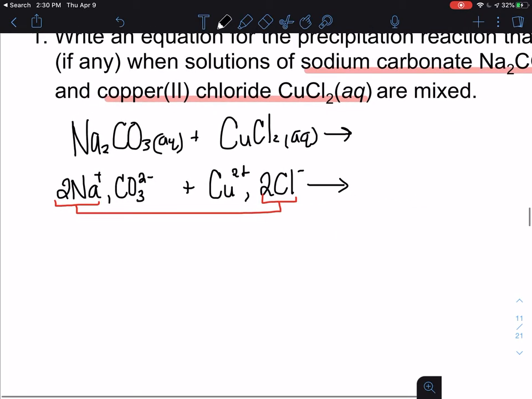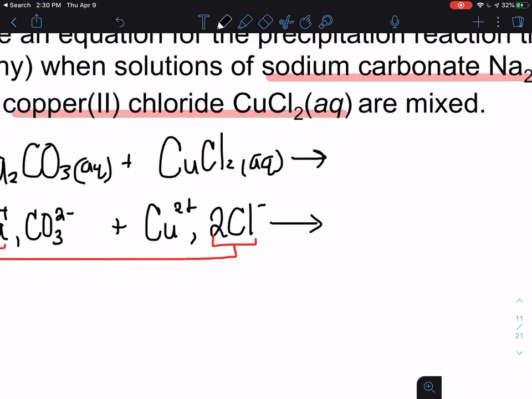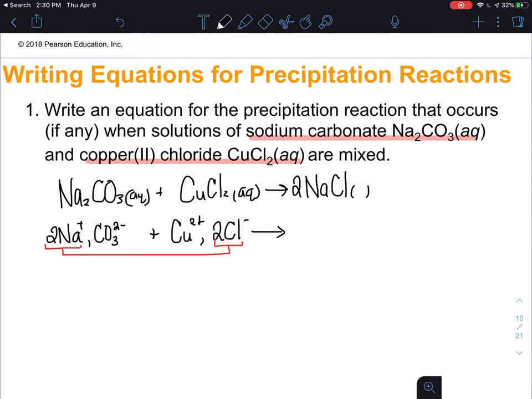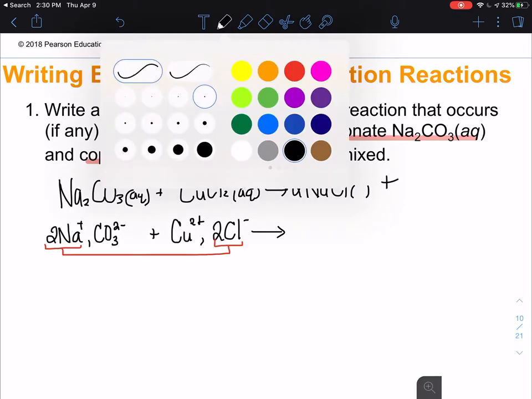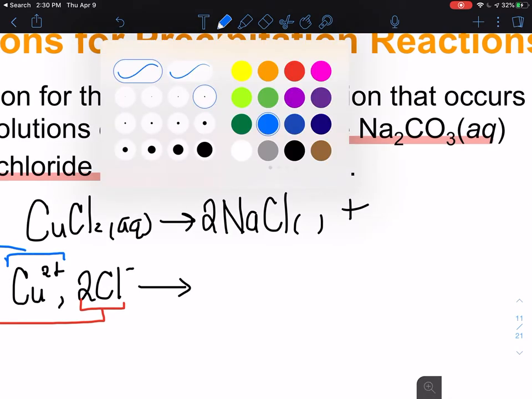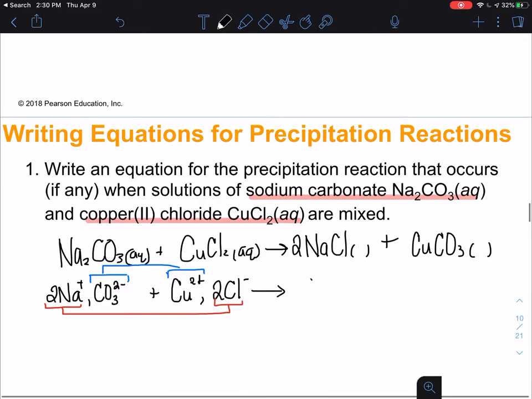There we go. All right, so we don't have to do any balancing because everything's already balanced. The coefficients are there. It's all good. The charges cancel out. So we're going to write 2NaCl. I'm not writing the phase because I don't know what it is yet, and then I say plus, and now the cation from the second is going to pair up with the anion from the first, and again, copper 2, carbonate, those guys cancel out just fine, the charges cancel, so I'm going to write CuCO3.